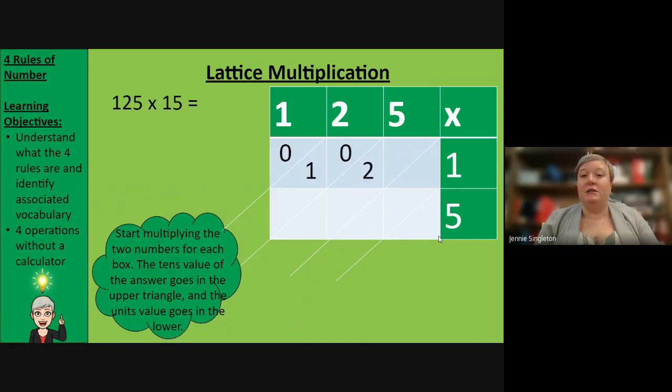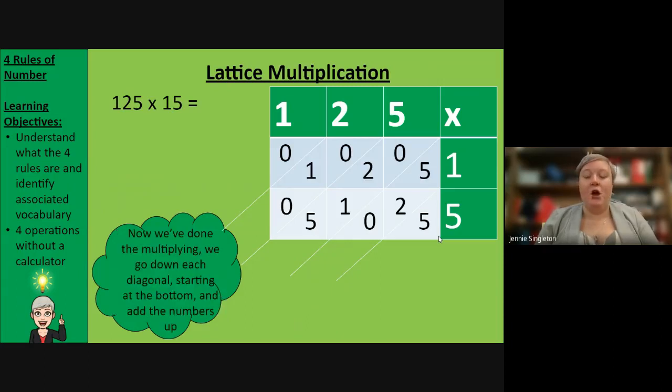2 times 1 gives us 2, which is no tens, 2 units. 5 times 1 gives us 5, which is no tens, 5 units. 1 times 5 gives us 5, no tens, 5 units. 2 times 5 gives us 10, so 1 ten, no units. And 5 times 5 gives us 25, which is 2 tens and 5 units.